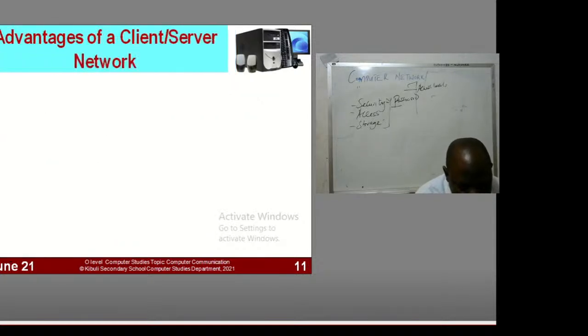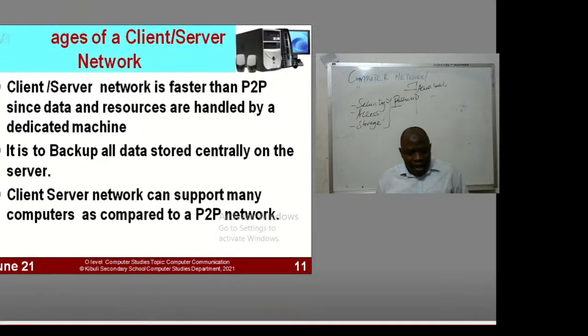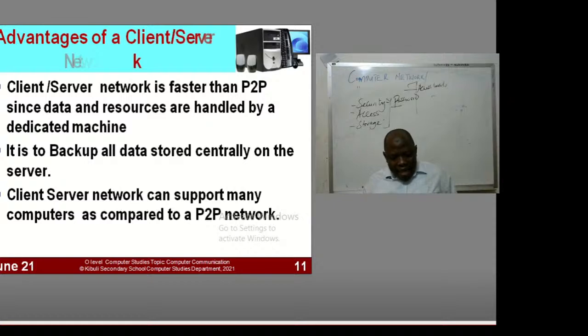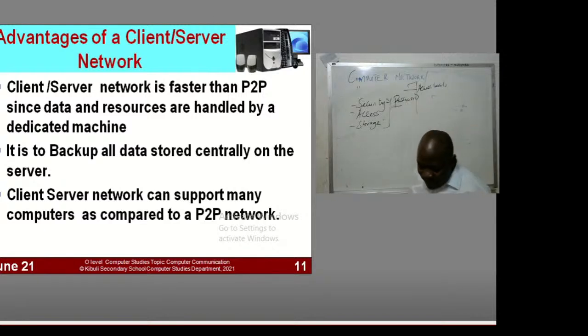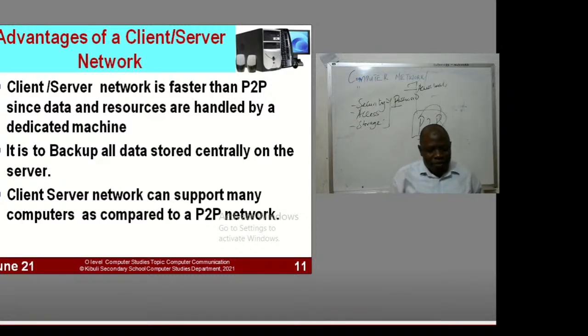Then the other one we can look at: the client-server network is faster than peer-to-peer. This is where you are seeing P2P. That is peer-to-peer. This is an abbreviation. I've said you don't use abbreviations in examinations. It's not required. So here we are looking at the client-server network. It's faster than the peer-to-peer since the data and the resources are handled by a dedicated machine. That is the server.